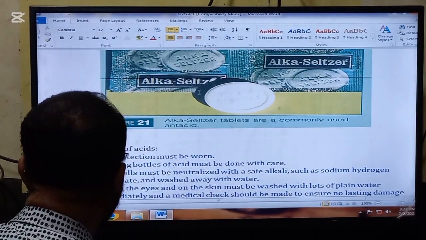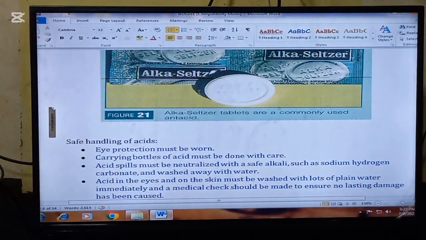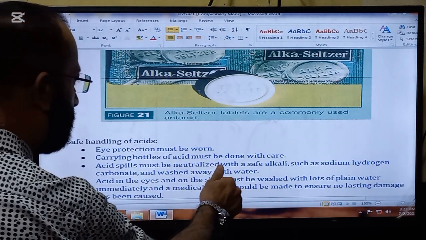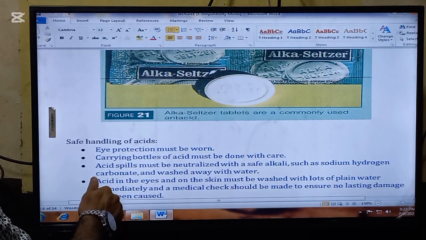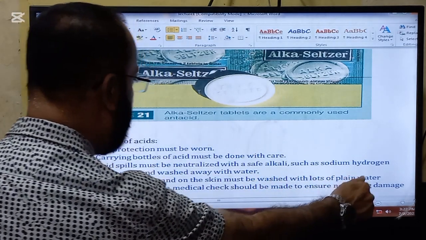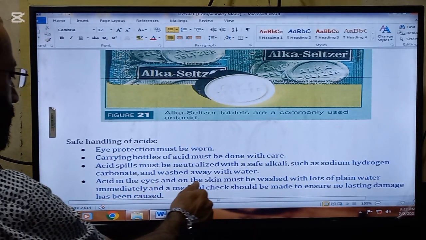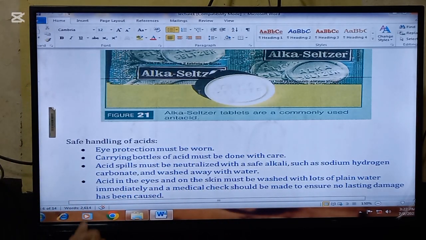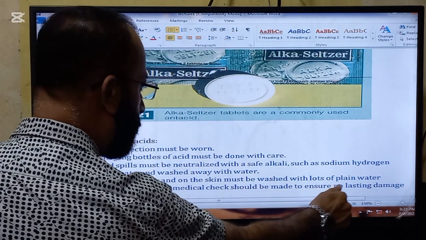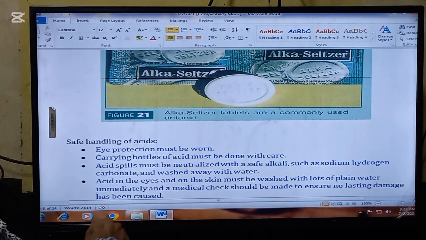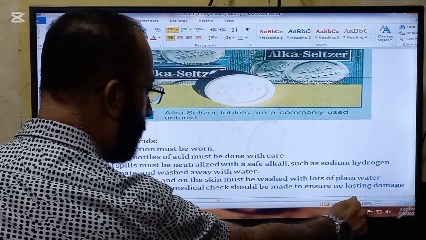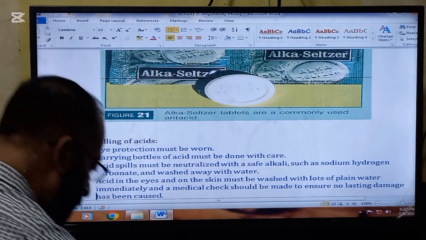Okay, another topic is here. Safe handling of acids. Eye protection must be worn. Carrying bottles of acid must be done with care. Acid spills must be neutralized with a safe alkali such as sodium hydrogen carbonate and washed away with water. Acid in eyes and on the skin must be washed with lots of plain water immediately, and a medical checkup should be made to ensure no lasting damage has been caused.